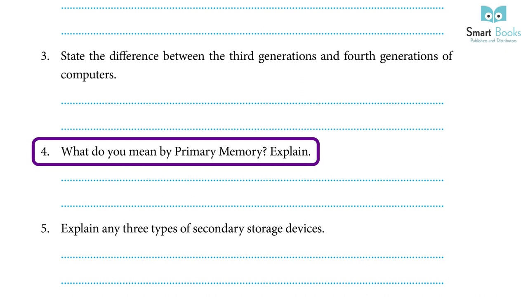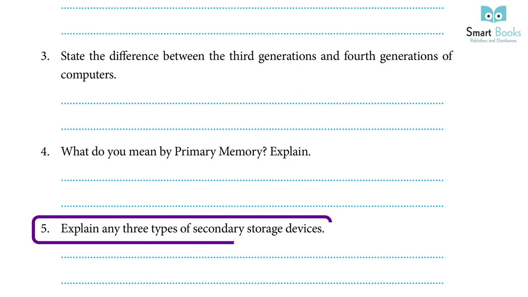4. What do you mean by primary memory? Explain. Answer. The part of the computer's primary storage, usually referred to as main memory, stores data, programs and instructions that are now being used. On the motherboard is where the primary storage is. Data can be read from and written to primary storage very quickly as a result.